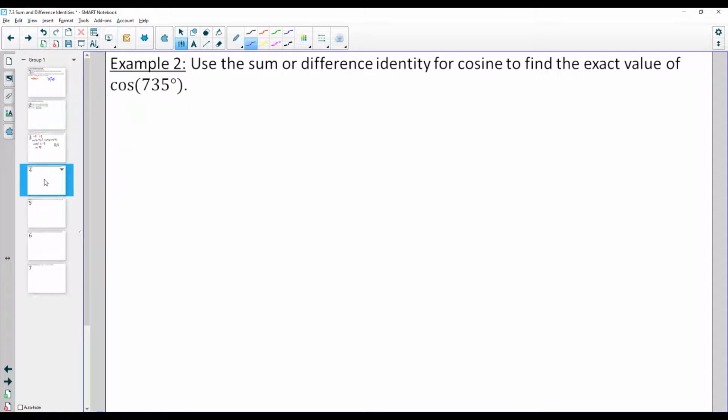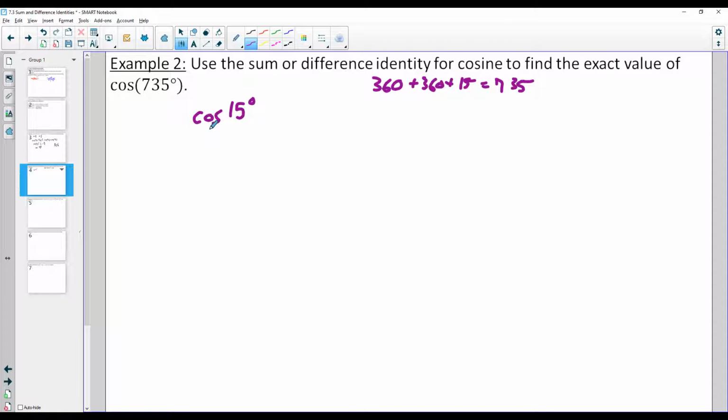And before we do that, cosine of 735 degrees, we can reduce that to cosine of 15 degrees, right? Because 360 plus 360 plus 15 is 735. So really, cosine of 735 degrees is going to be the same as cosine of 15 degrees.